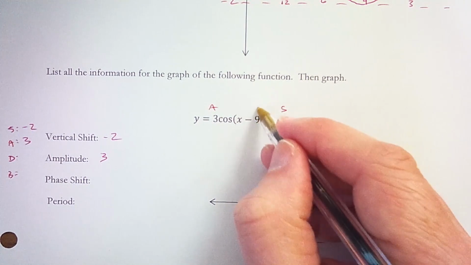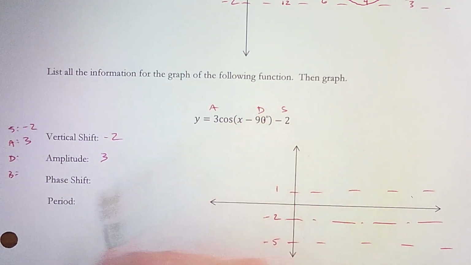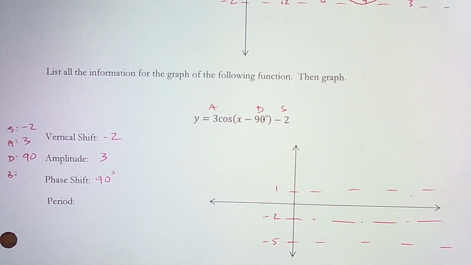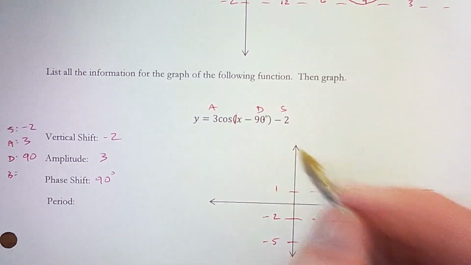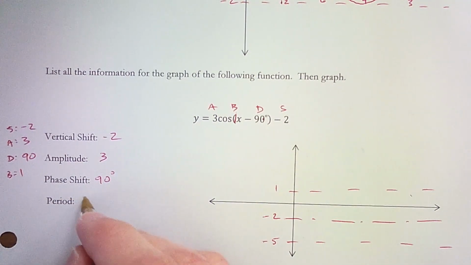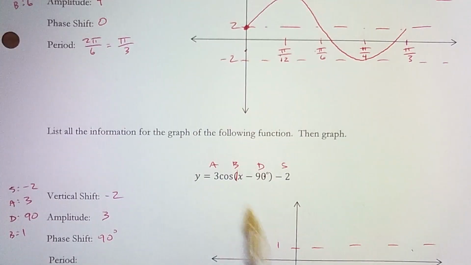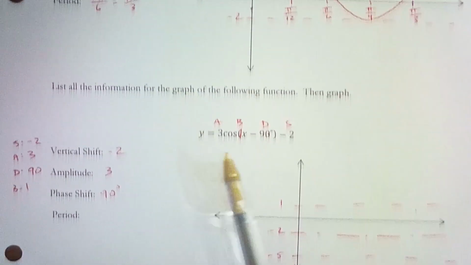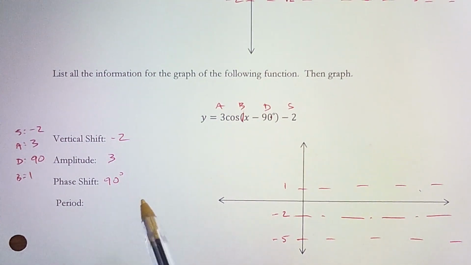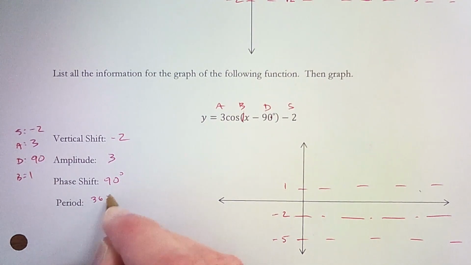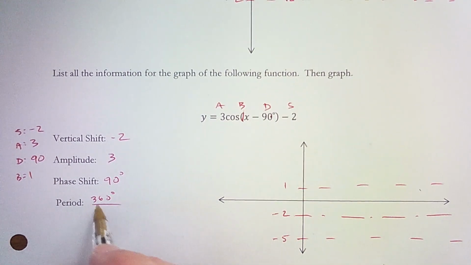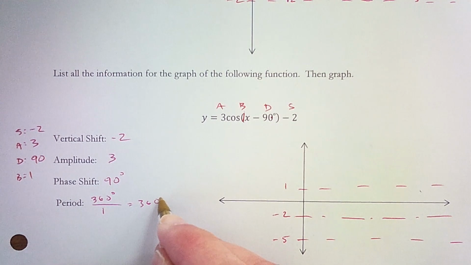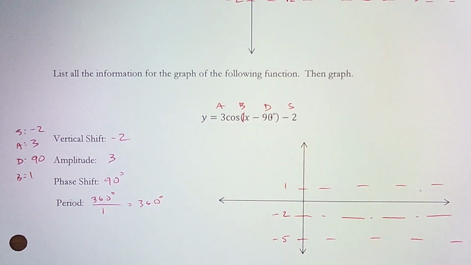Okay, then D is right here. Minus 90 degrees means D is positive 90, so the phase shift is 90 degrees. Then B is right here. B is 1, so the period is, well, just like we did up here, 2 pi over B, except this time we're not in radians, we're in degrees, and 2 pi radians is the same as 360 degrees. Since we are in degrees, we'll do 360 over B, which is 1. So 360 degrees is the period.